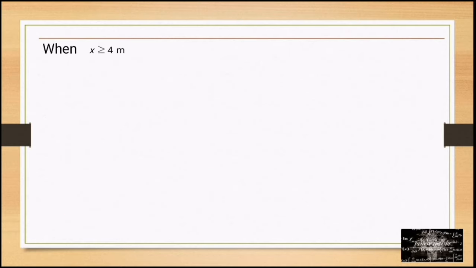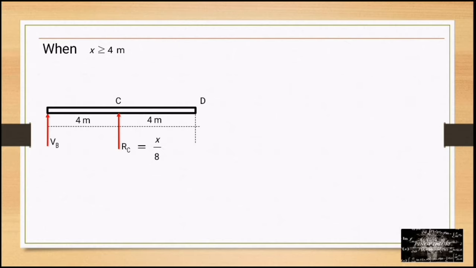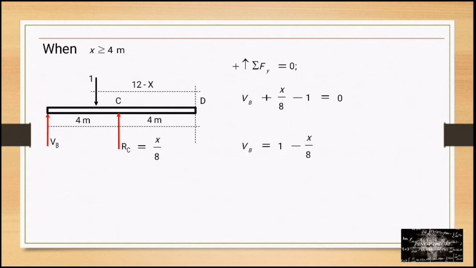When x is greater than or equal to 4 meters, ito siya. So, using summation of forces along y is equal to 0. So, VB plus x over 8 minus 1 is equal to 0. So VB is equal to 1 minus x over 8. Ito yung formula when x is greater than or equal to 4 meters.